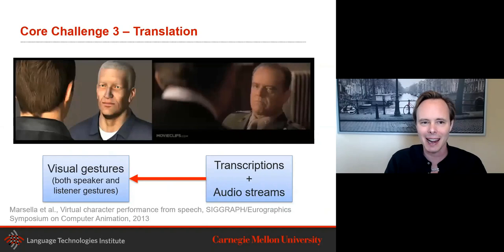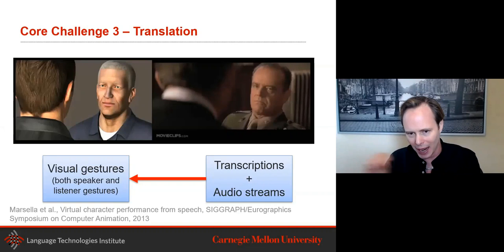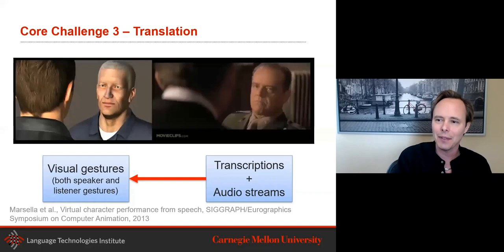In this example, on one side, the input side, from the video we're only going to get the transcript of what has been said and the audio stream, the acoustics, the prosody of the voice. We only take that, and the goal is to generate the behaviors, the visual gestures. You want to generate two types: the speaking gestures, if someone is talking, what does it look like? And the second, if someone is listening, what are their gestures?